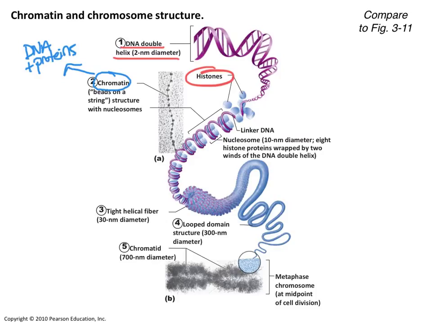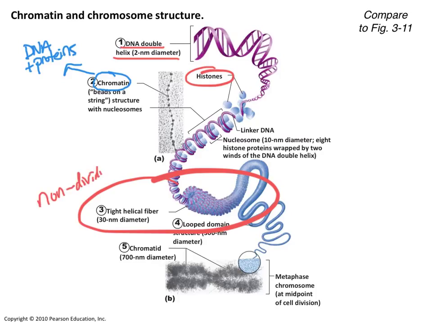But we're not quite done wrapping that DNA up yet. The DNA wrapped around its histones is then wound up on itself, kind of in a spiral. And this is how DNA is packaged basically in non-dividing cells. It's at this level, wrapped around the histones and then twisted into a spiral.